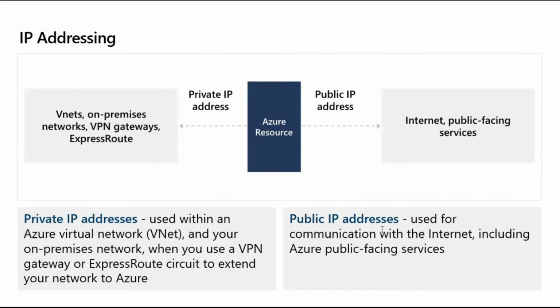And public IP addresses are used for communications with the network or internet, including Azure public-facing services. For example, if you create any virtual machine, it will have private addresses and it will have public addresses. So if you'd like to remotely log into that virtual machine, you can use RDP. In order to log in via the internet, that virtual machine must have a public IP address. And internally, that device will have private IP addresses.